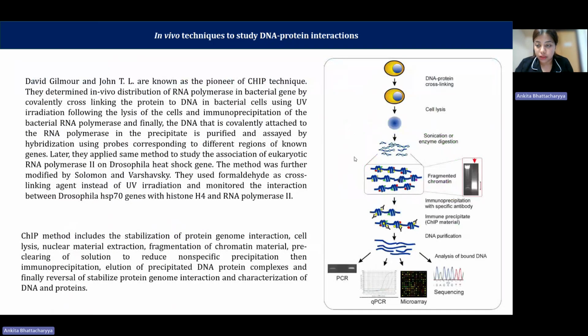Then we learn a little bit more about the technique. David Gilmore and John T. Lis, these are two scientists who are known as the pioneers of this particular method. So what did they do? They determined the in vivo distribution of RNA polymerase in bacterial genes by covalently cross-linking the protein to DNA in bacterial cells using UV irradiation.